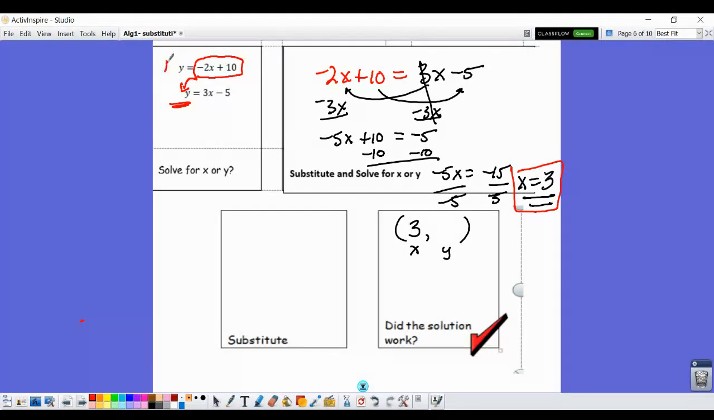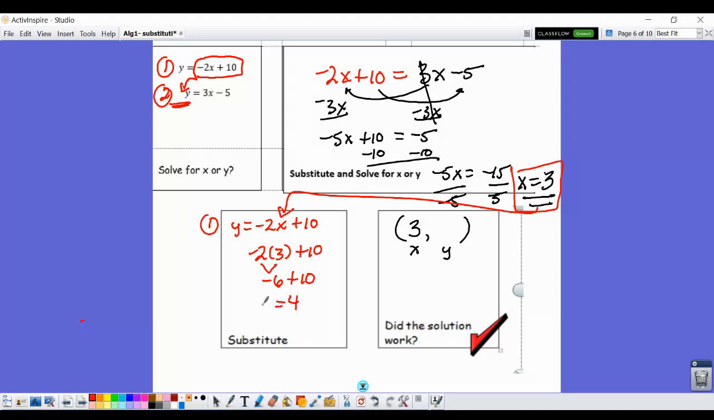So I go back to, and I'm going to label these equation 1 and equation 2. Since both of these are y equals, it doesn't really matter which one I substitute into, but I always choose to substitute into the one that I substituted into the other one, which would be equation 1. So if I take equation 1, y equals negative 2x plus 10, I'm going to put the 3 in for x. So negative 2 times 3 plus 10, that is negative 6. Negative 6 plus 10 is going to give me 4. So I have y equals 4.